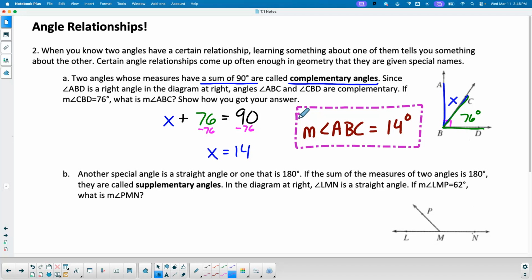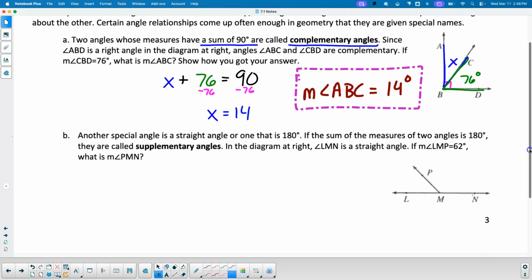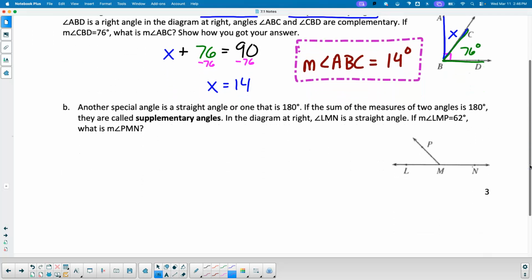Another special angle is supplementary angles. Supplementary angles add up to be 180 degrees. They make a straight angle.